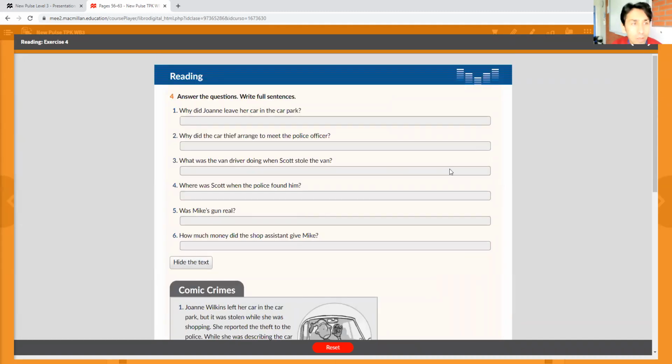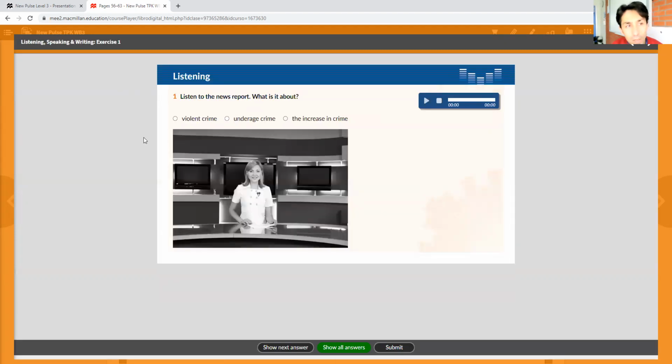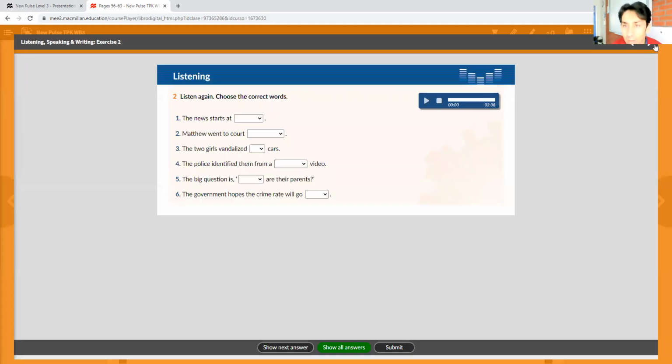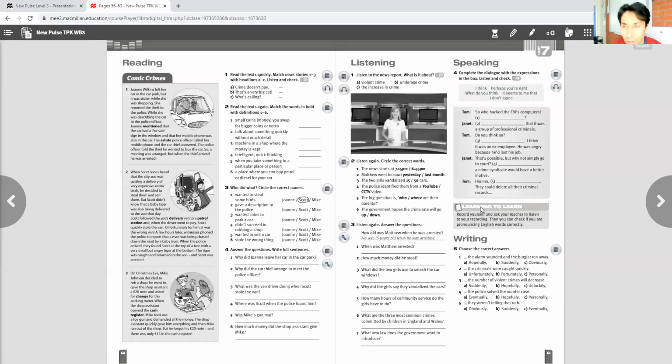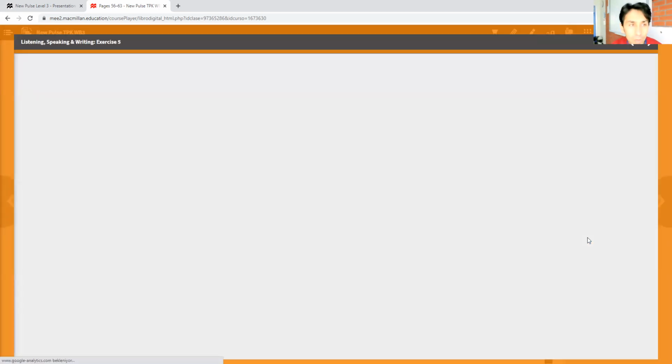Okay, exercise, listening exercise, speaking and writing exercise, exercise one. This is listening, so we will do this one in the lesson. Again, this is listening part. Yes, listening part. We are going on to the listening part. Okay, listening part we will do together in the lesson. Writing part.